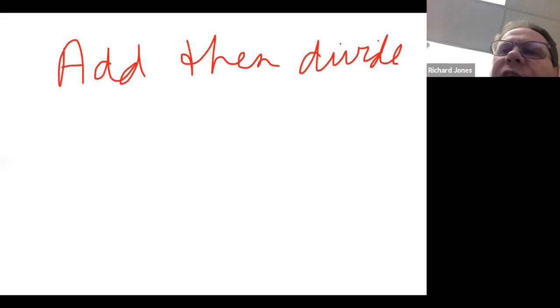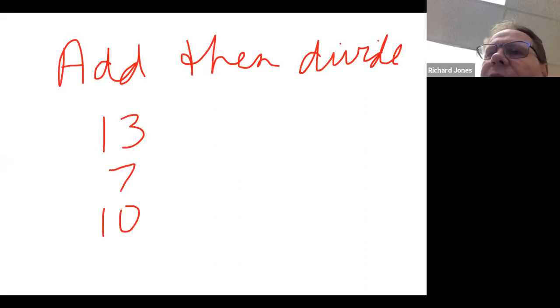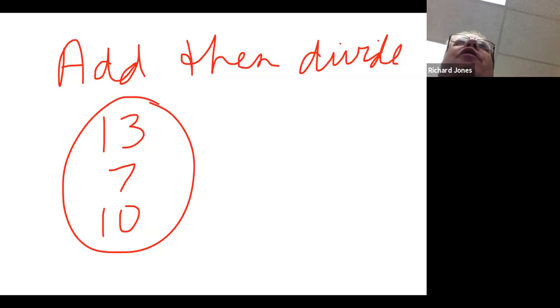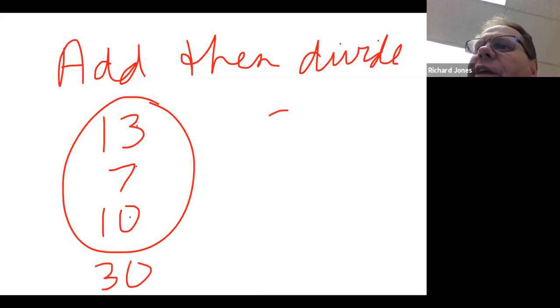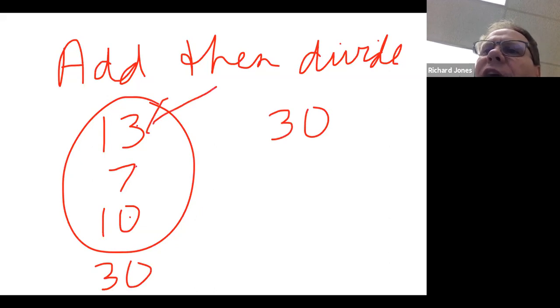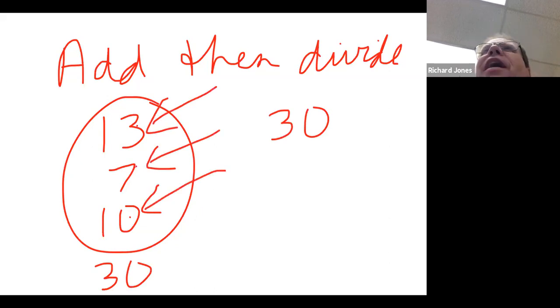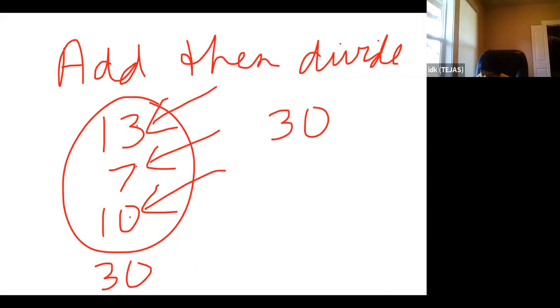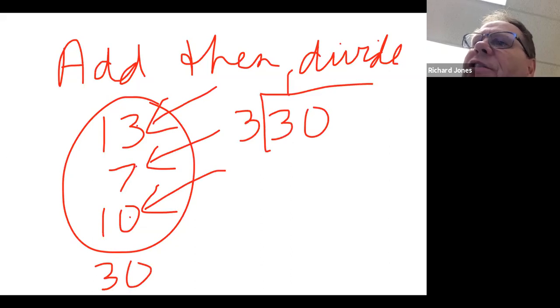So if I have three numbers, all right, I have those three. The first thing I do is add them together. 13 plus 7 is 20. 20 plus 10 is 30. There's my total. I take my total and divide it by the number of things that I added together. How many things did I add together? 3. So I divide it by 3 and I get my answer, and the average is 10 for those three numbers. Pretty easy, right?